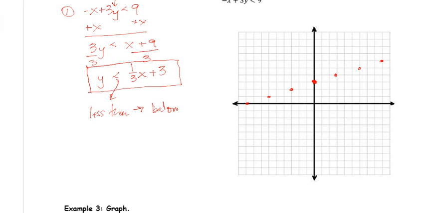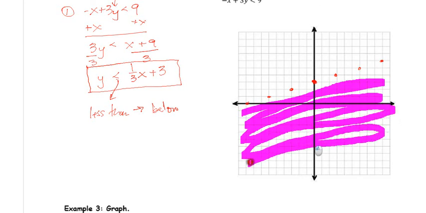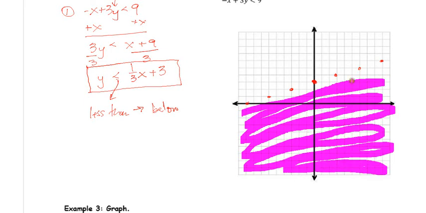So I'm going to shade the closest thing I have to red, which is apparently this pink color. I'm going to shade everything below the line, meaning all of these points down here, all these ordered pairs, are possible solutions to this inequality, y less than 1/3 x plus 3.